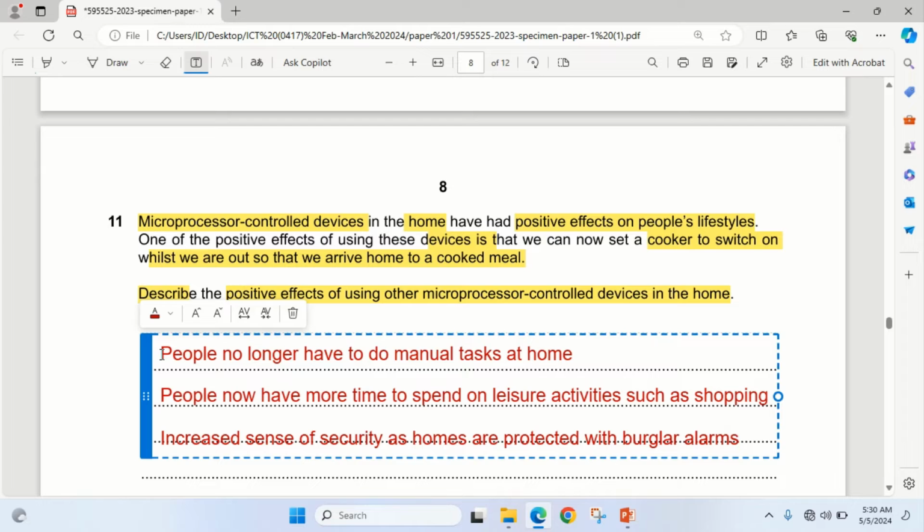So this has increased the sense of people's security. Then another thing is that it reduces injuries by using microprocessor control lights outside. People now use smart fridges to improve healthy lifestyle.